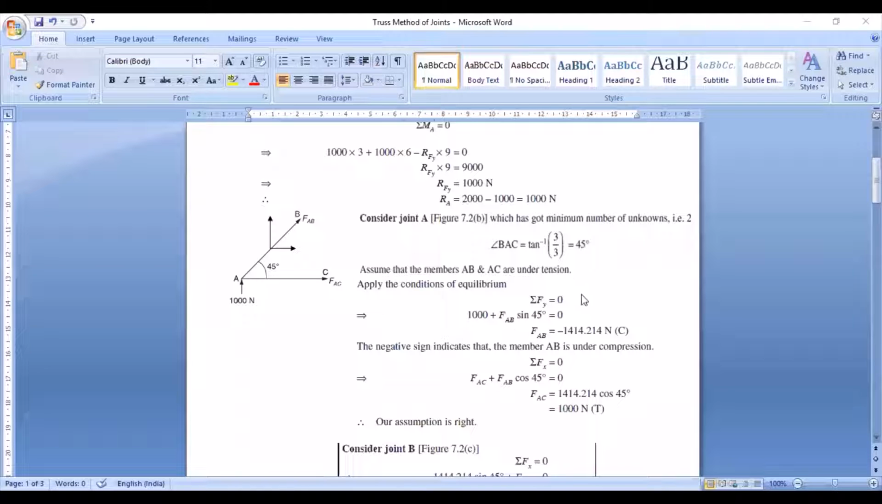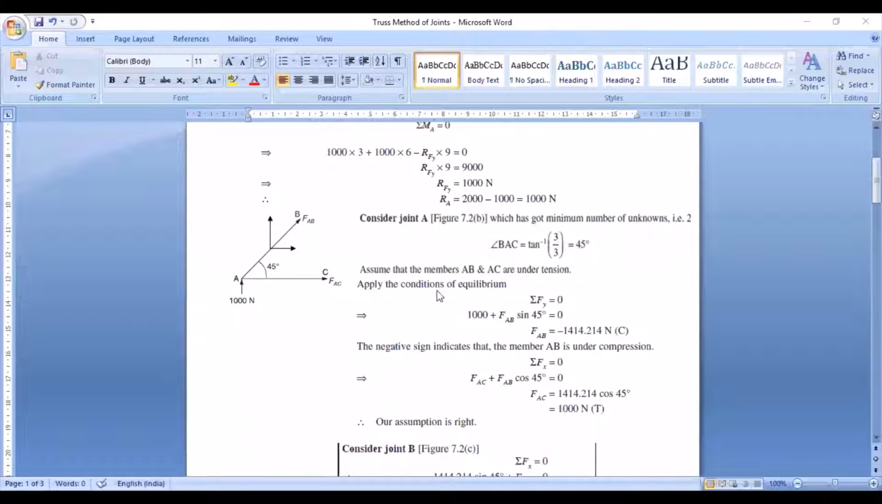If I rearrange the terms, I can calculate the value of FAB, which proves to be minus 1414.214 Newton. Now see, what happens is you have got this FAB with negative sign. What does it mean? It means that this FAB, which you had assumed to be acting away from the joint A, is to be reversed.